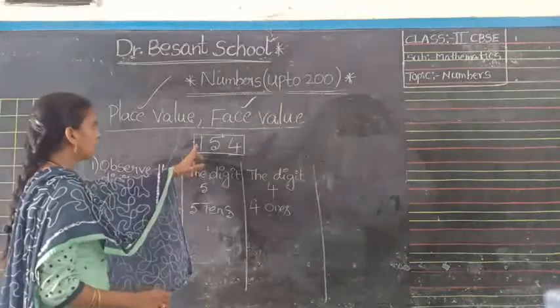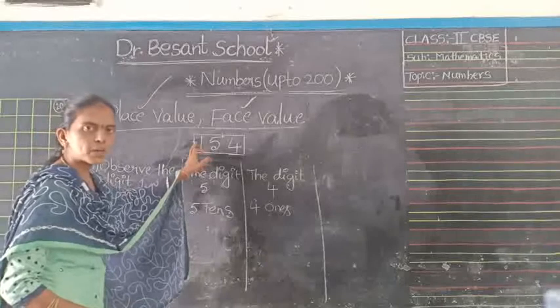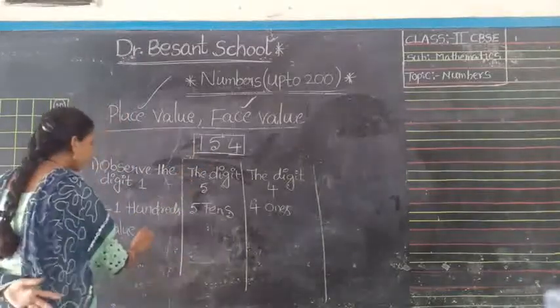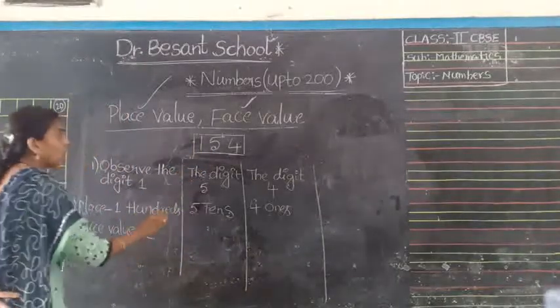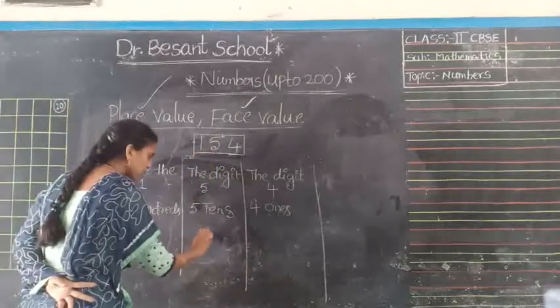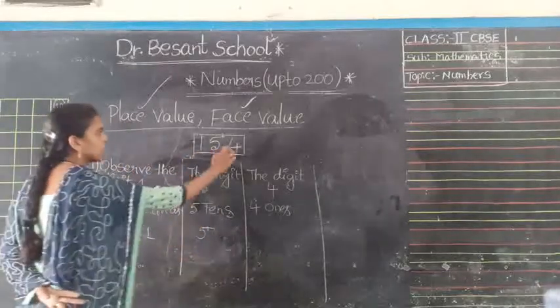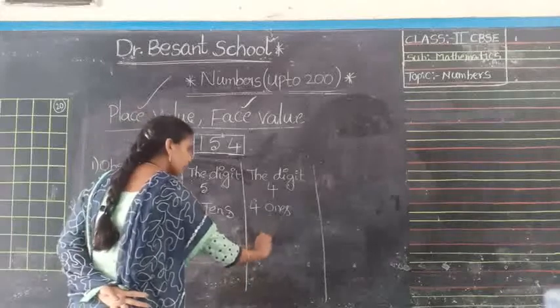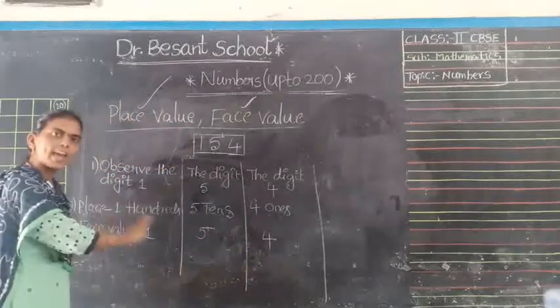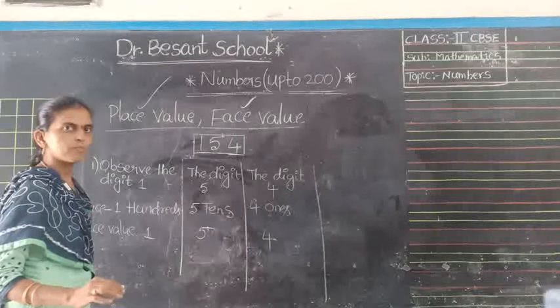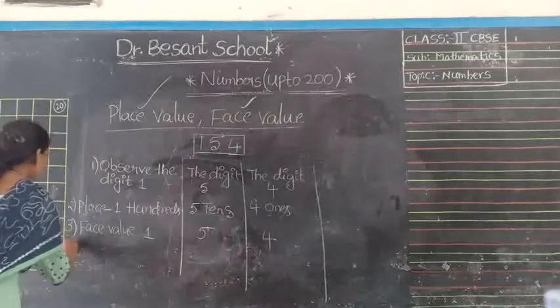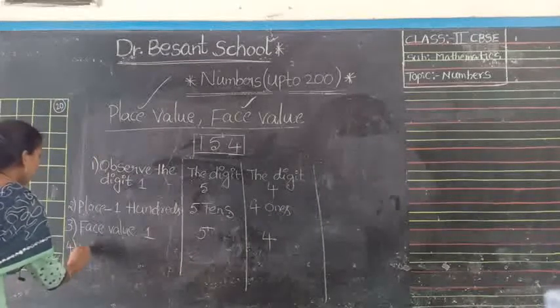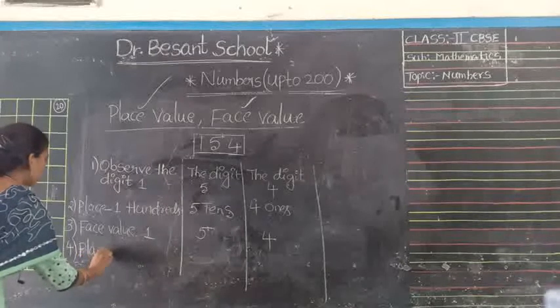The face value of digit 1 is 1 only. Face value of digit 5 is 5 only. Face value of 4 is 4 only. It remains same. Next, fourth point is place value.